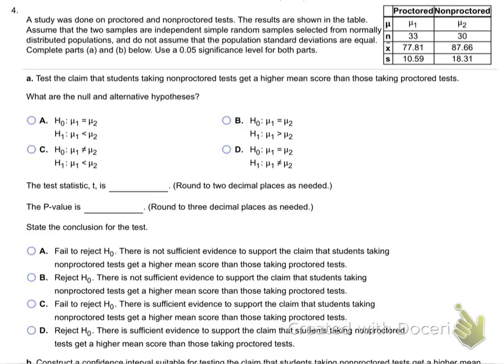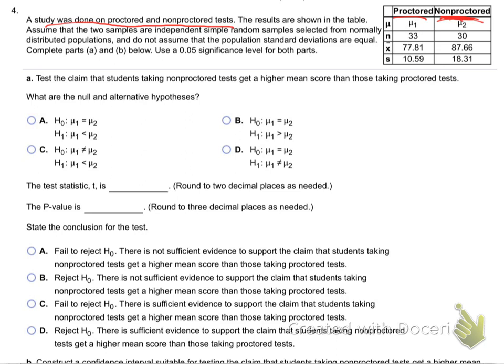Okay, so here in number 4, a study was done with proctored and non-proctored tests. Basically, we're testing to see if, when a test is non-proctored, meaning nobody's watching them take the test, they might cheat, is the question. We're going to do a study to see if the non-proctored group gets significantly higher scores on the test on average. Then we might suspect that a few of them are cheating.